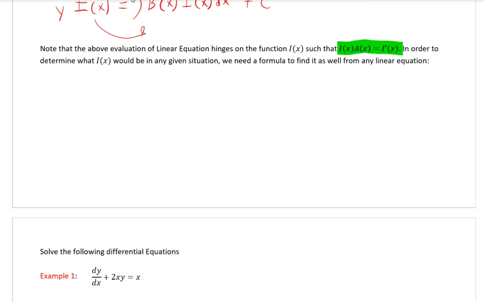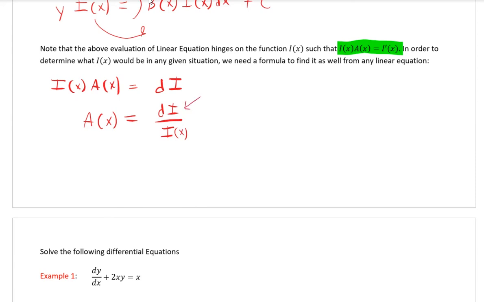What I have here is the derivative of I of x, which is dI, really. So if I write that down over here, I have I of x times a of x, the function that's multiplying y in my first order equation, equals I prime of x, which is the same thing, really, as the derivative of I. So I'll just say dI. And if I get a of x by itself, I get a of x equals dI over I of x.